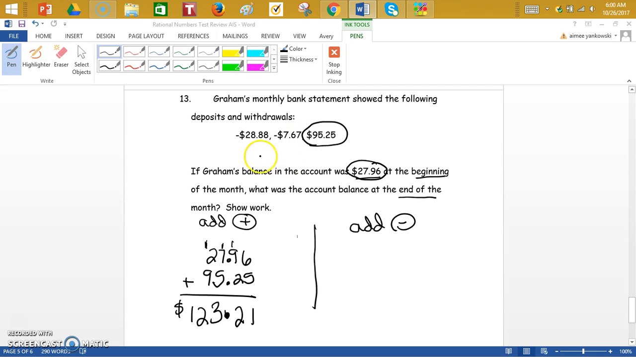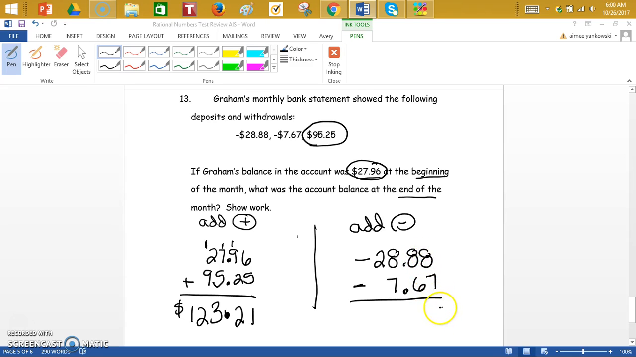These withdrawals are like you wrote a check or you used your ATM card and took money out. So it's a negative $28.88 and a negative $7.67. You'll notice I'm lining up my place values. Now, these are both negative. So if I'm down 28 bucks and then down another $7.67, the signs are the same. I'm going to add them and keep the sign.